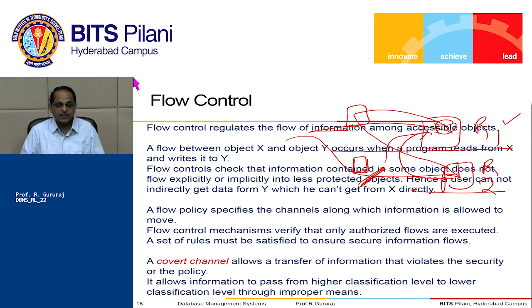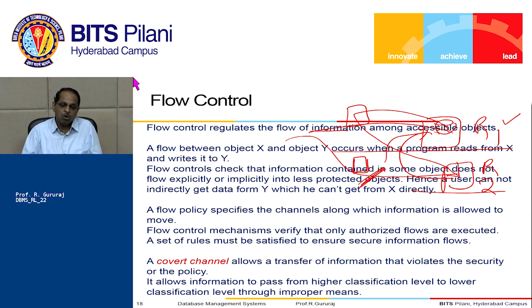A flow policy specifies the channels among which the information is allowed to move or flow. Flow control mechanisms verify that only authorized flows are executed. That means these flow control mechanisms or checks, which have been defined at the system level, should make sure that the flow occurs only in an authorized way. A set of rules must be satisfied to ensure secure information flows among the objects.